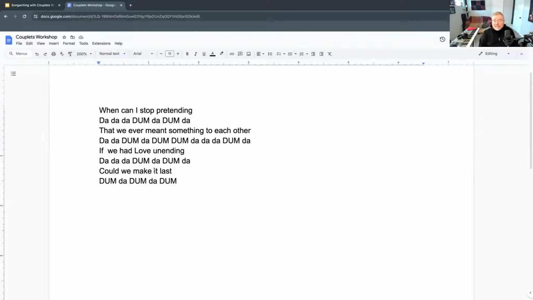If we had love unending, could we make it last? Do you feel that tension in that last line, that it's shorter, or it's actually longer than the one before it, but it's shorter than the one that we expect? Do you see how that structure is supporting that feeling?